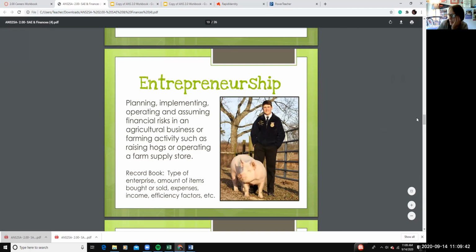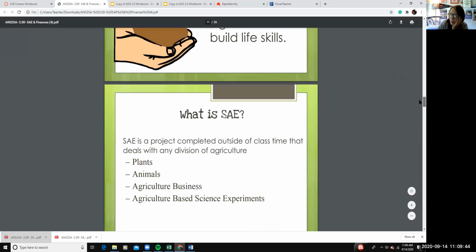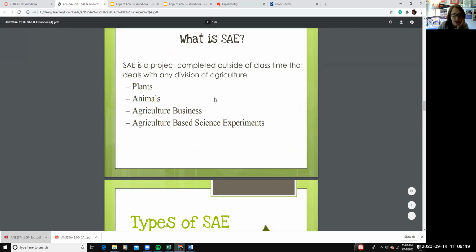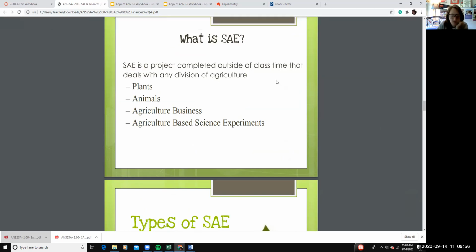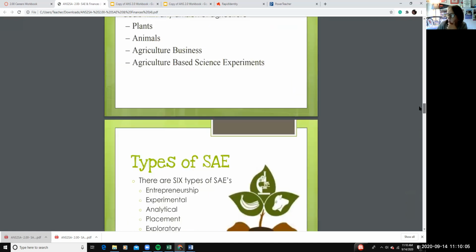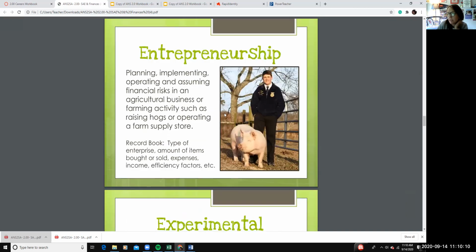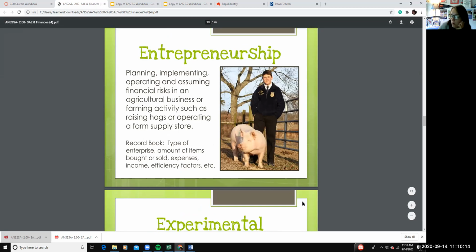For our SAE type, remember SAE is your project completed outside of class time. It is required in the curriculum. We may not be able to have one this year, we'll see. It just depends on how things go. But if we do, it won't be as strenuous as they have been in the past. It won't require as many hours at least. So with the types of SAEs that you could do, we're just going to quickly review the different types.